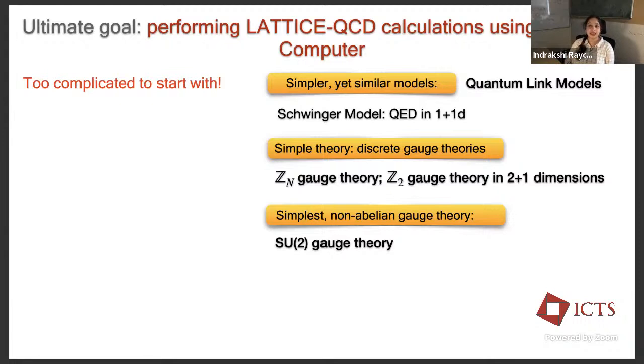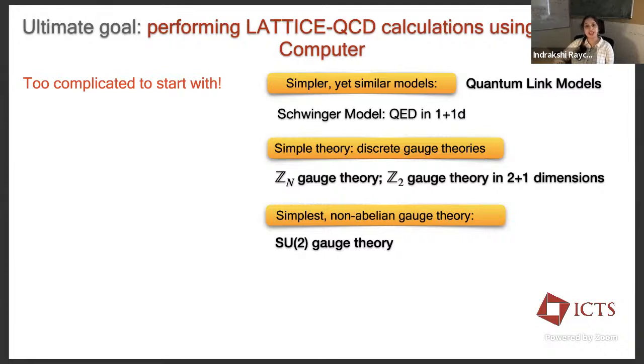Such examples that have been explored quite widely are, let's say, the Schwinger model, which is an abelian gauge theory, the QED in some lower dimension. And there have also been popular models such as quantum link models. I think in yesterday's talk, Schaich discussed this aspect as well.